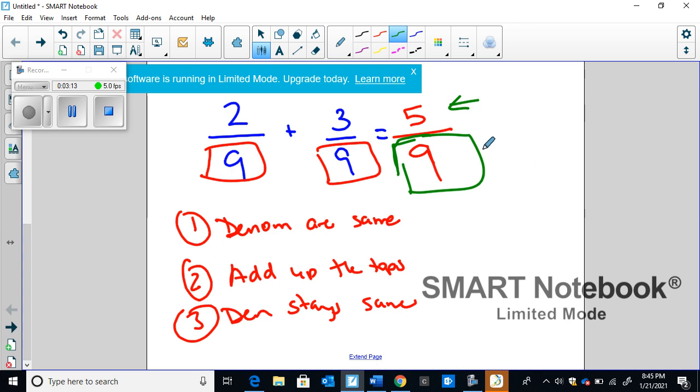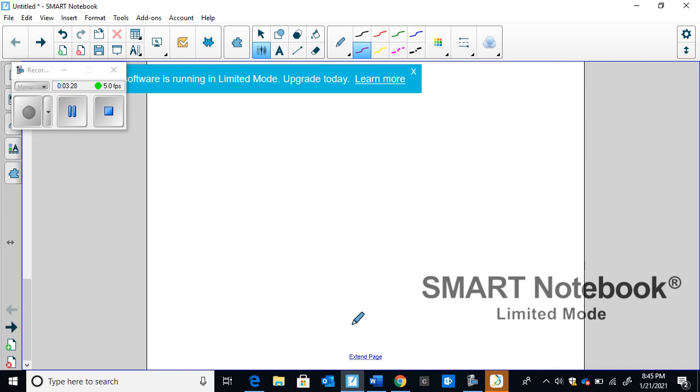And then we do have a secret step, and that fourth secret step is to simplify. We'll talk about that more as we get into adding and subtracting fractions with unlike denominators, where they're not the same. But that would be our final step for these, making sure that we simplify our answer. Okay. And now the same goes for subtraction. Let's say I have 10 over 12 minus 3 over 12.